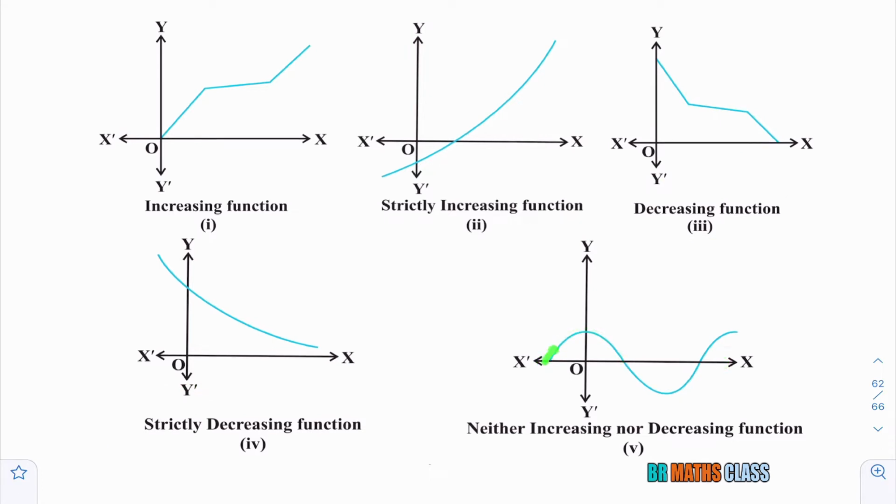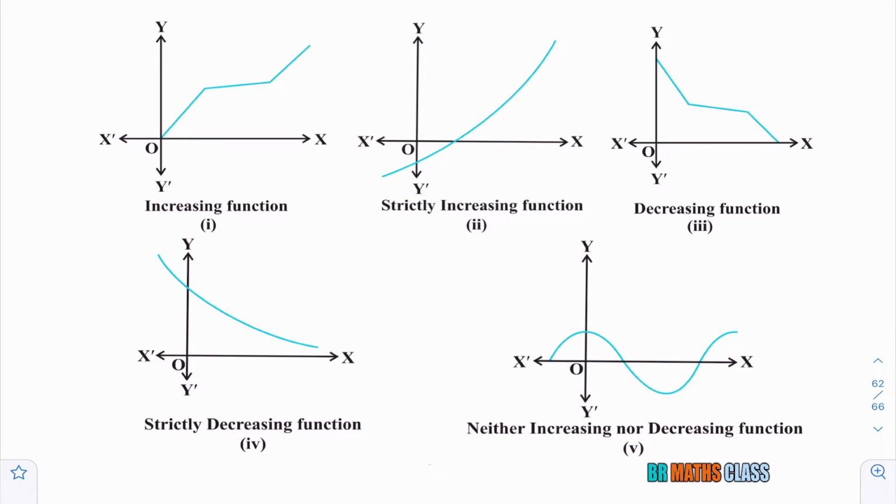See, from here to here this is increasing, from here to here this is decreasing, again increasing is there. On a particular interval, if the function behaves like this, some part increasing, some part decreasing, some part increasing like this, then we say that it is neither increasing nor decreasing.